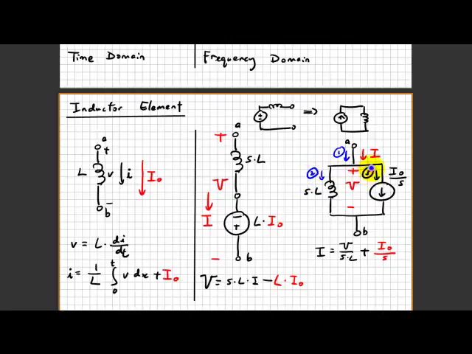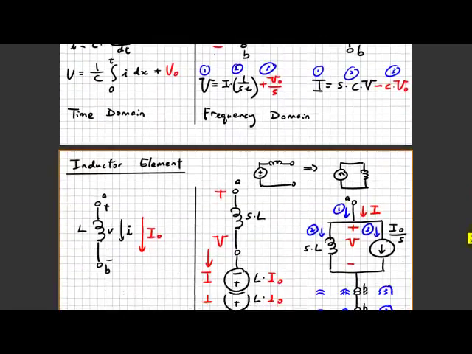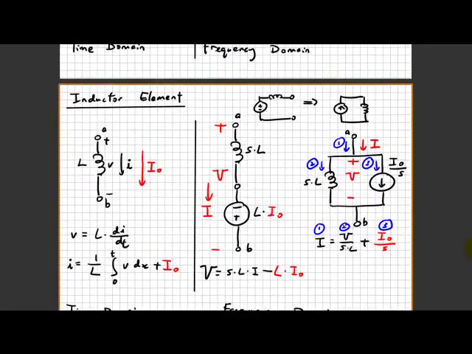1, 2, and 3. Same thing for the Thevenin equivalent circuit. This is 1, 2, and 3. So this is 1, 2, and then minus because of that, so minus, plus 3.